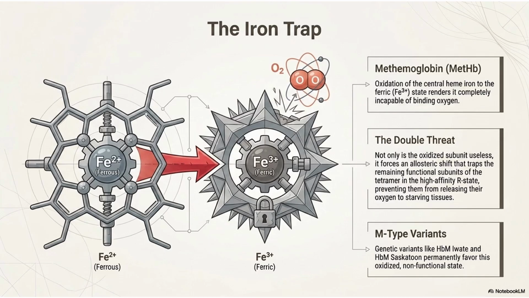Notice the illustration on the slide. On the left is a functional hemoglobin with the Fe2+. On the right is methemoglobin with the Fe3+. That oxidized iron can no longer bind oxygen, but that's only the beginning of the problem. Remember way back in slide 3 when we discussed the T state and the R state, that tense state and relaxed state? One of the remarkable features of hemoglobin is that its 4 subunits don't behave independently. They communicate with one another.